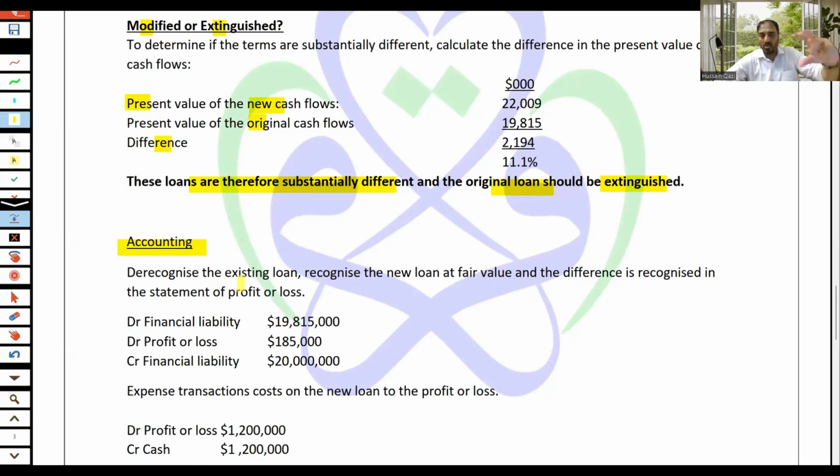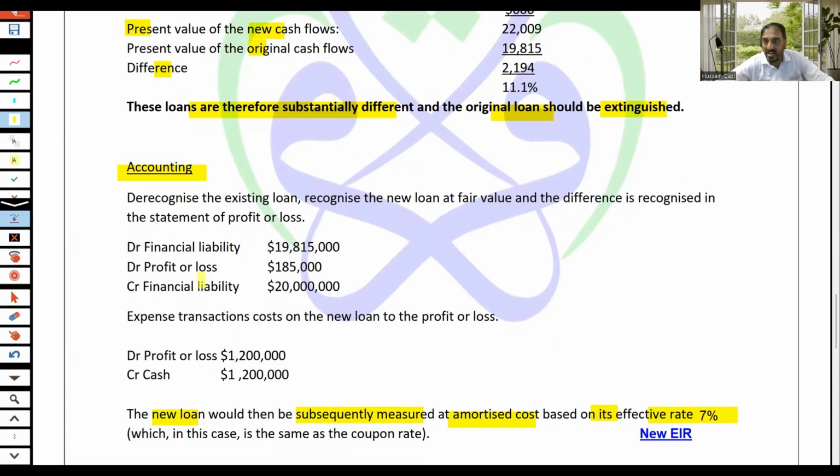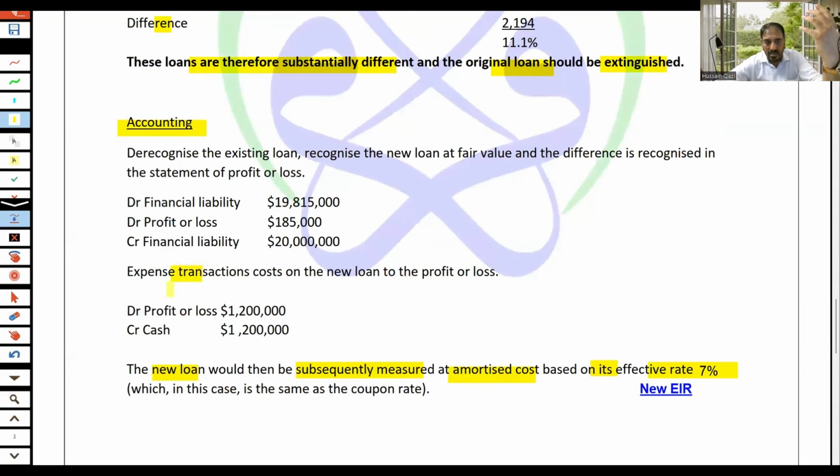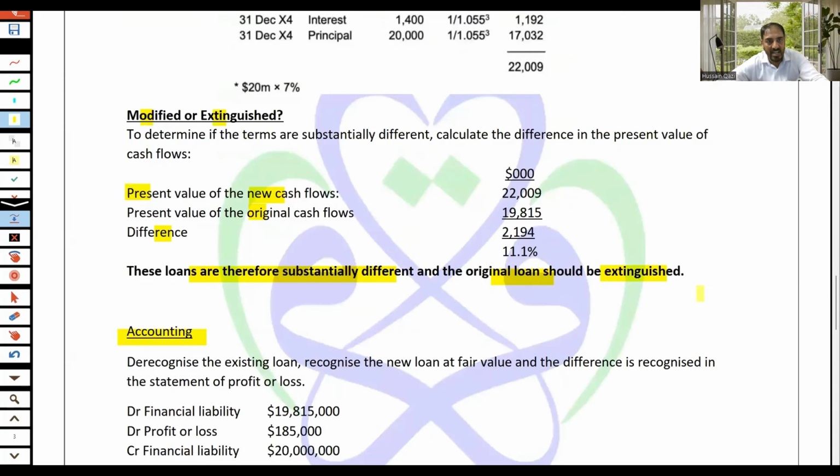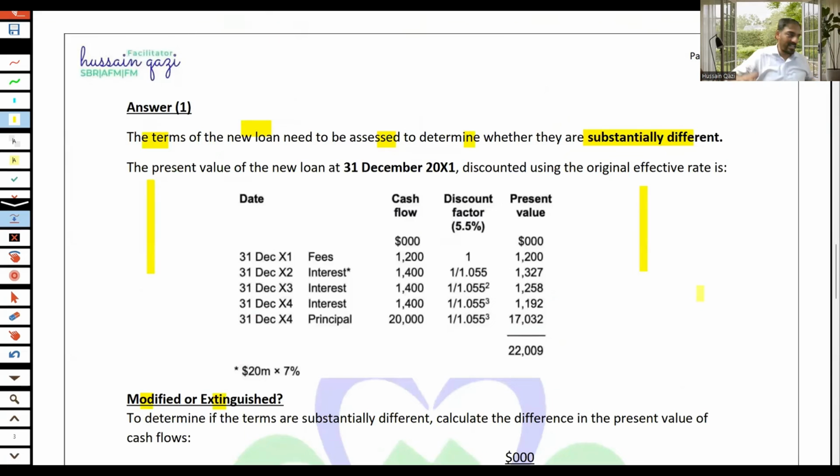The old financial liability should be de-recognized, 19,815, and the new liability should be recognized, 20,000, and the difference to the P&L. You can write with description or with the double entry. If the examiner asks, then put the double entry. Otherwise, write with your description. The transaction cost should be immediately expensed out. And finally, the subsequent measurement should be made at amortized cost with the new effective interest rate of 7%. So you can draft the answer in this manner. Don't worry, you will get this solution as well.